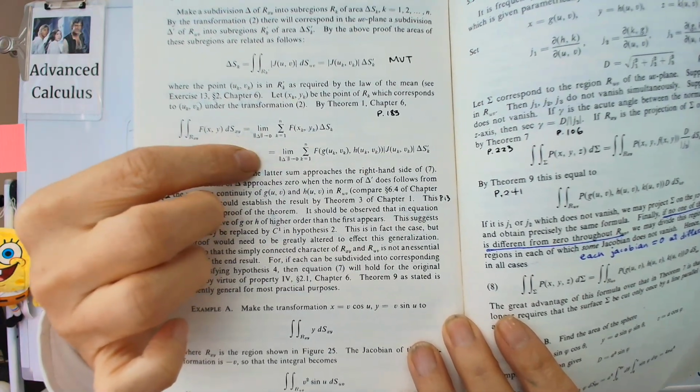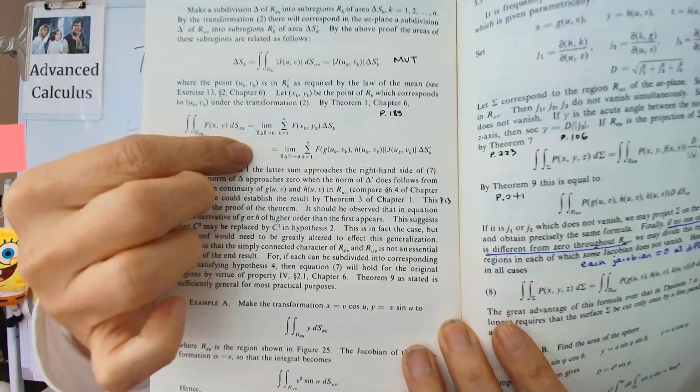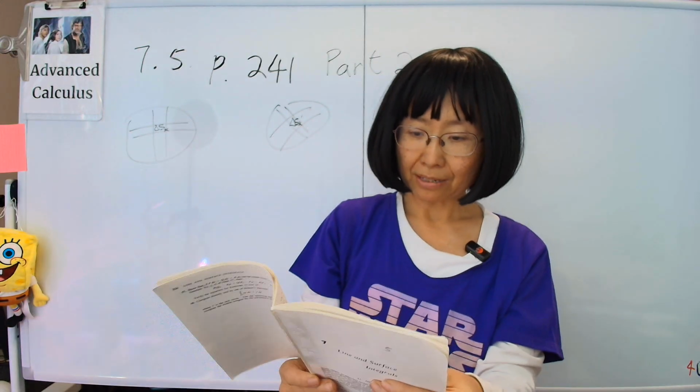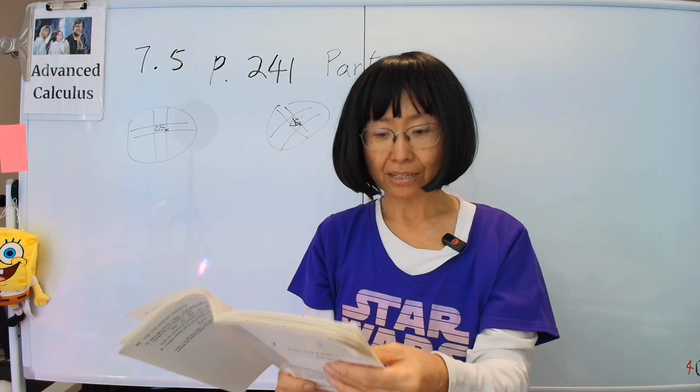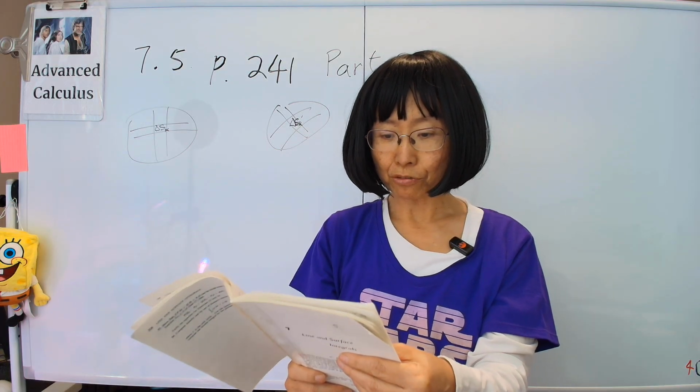Now, in writing this down, we have to pay attention to certain things. That is, this limit exists and approaches the right place. But what about the norm?